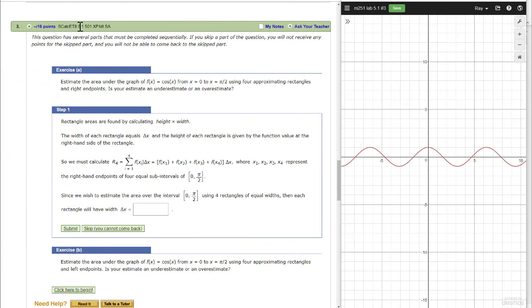Here's a lab assignment problem from section 5.1. There's two parts to this. Exercise part A, estimate the area under the graph of the cosine function, the cosine of x, from 0 to pi over 2 using 4 approximate rectangles and right endpoints. And so they're going to ask us if it's a lower or an upper estimate.